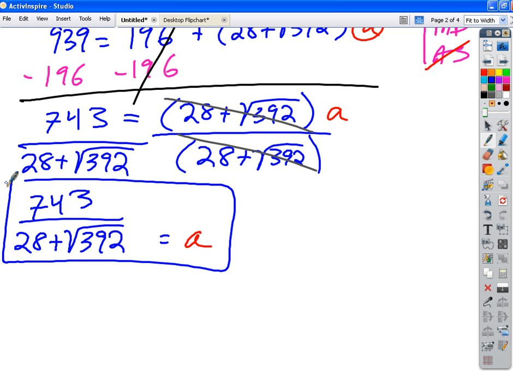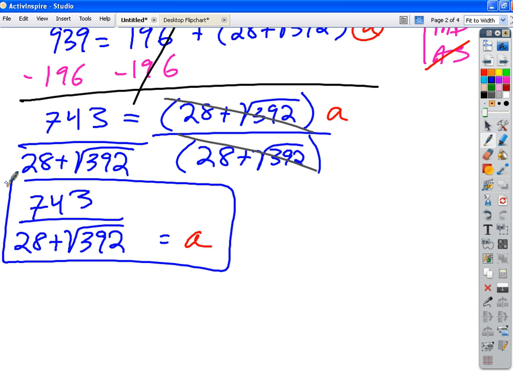Probably Moodle's going to ask you to put that in as a decimal, which is fine. Once we finally get an answer, we can turn it into a decimal and round it. That's fine. But we don't want to round in the middle of the calculation. If I would have rounded 28 plus the square root of 392 to a number, when I used it in this calculation, it would have thrown me off a little bit, wouldn't it? It would have accumulated some rounding errors, what we say in math.